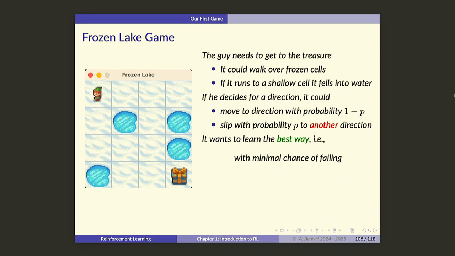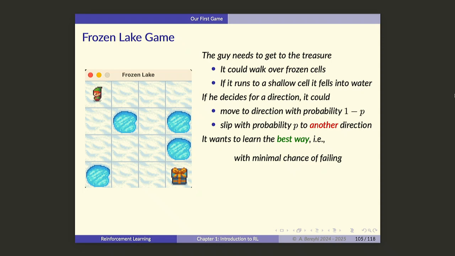So you stay here when you are moving towards up, and since there is nothing up, you stay here. Same thing is going to happen here, right? If you are in this cell and you press right, with probability 0.9 you are going to go right. With probability 0.1, you might go in any other direction. So this is the game.